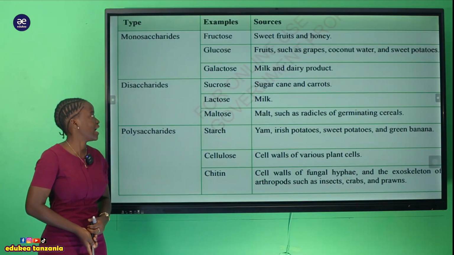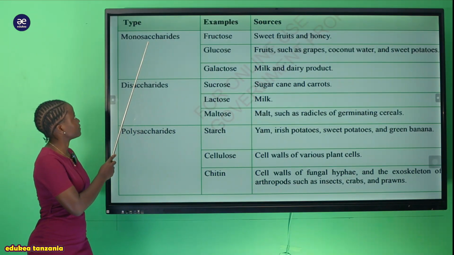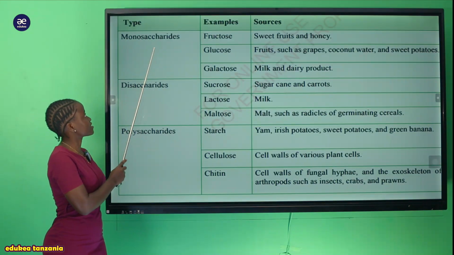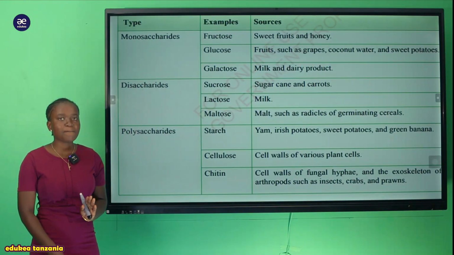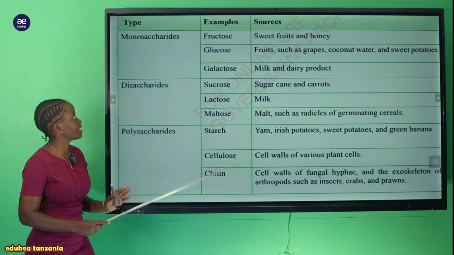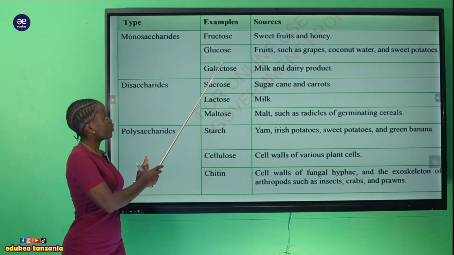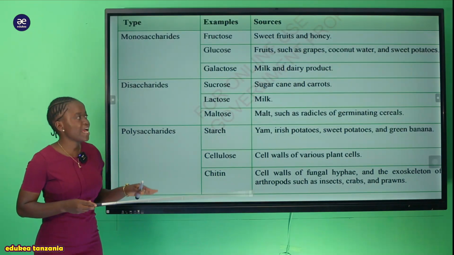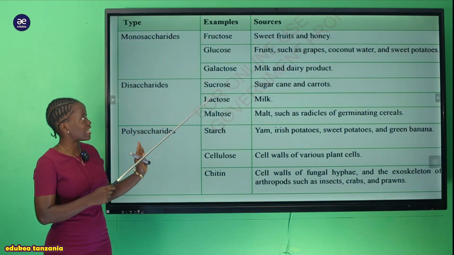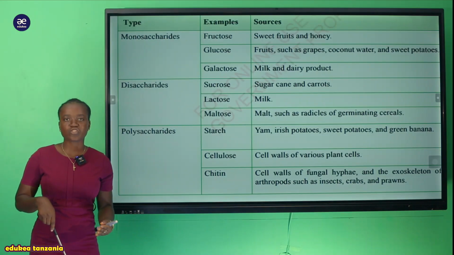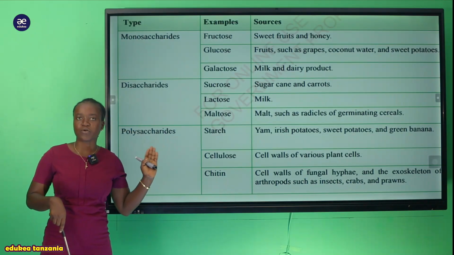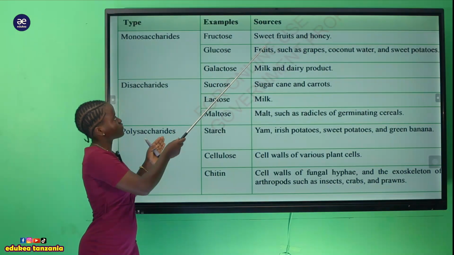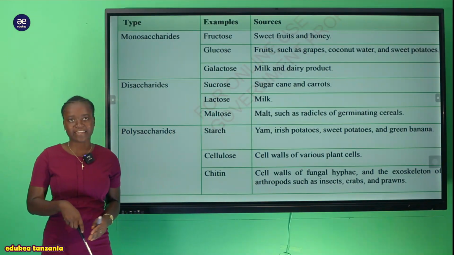So simply here you can see we have disaccharide, monosaccharide. The type of class is termed as the monosaccharide. And examples of this monosaccharide include fructose, glucose, and galactose. So we have to know where these fructose, glucose, and galactose are found, or the source of those 3 monosaccharides. And simply here you can see the source of fructose is from sweet fruit and honey.